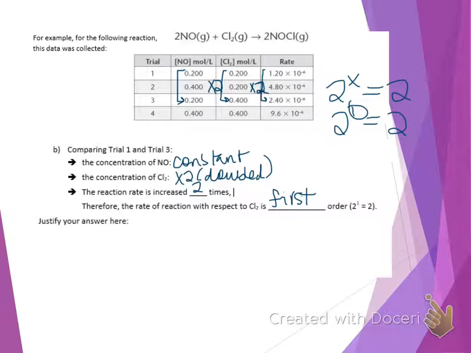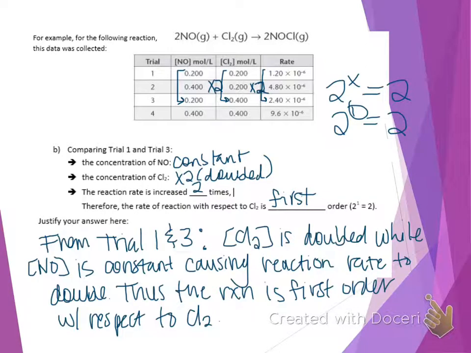Again, we need to justify our answer. So we need to talk about what trials we're going to and from, what happened to the concentration of each of our reactants, how that affected the rate, and what we learned from that. So from trial 1 to 3, we saw that Cl2 was doubled while the concentration of NO was constant, causing the reaction rate to double. Thus, the reaction is first order with respect to Cl2. Make sure we're just saying Cl2 and not with respect to the concentration of Cl2. So just Cl2, the reactant.